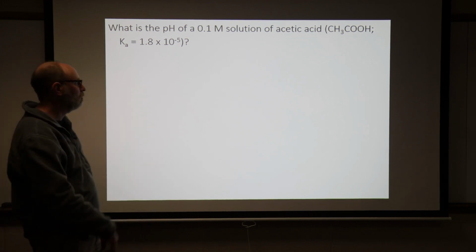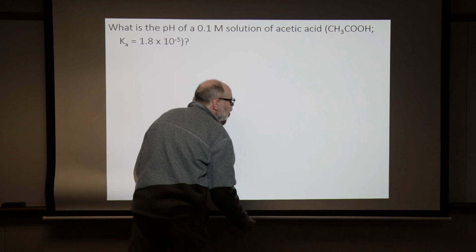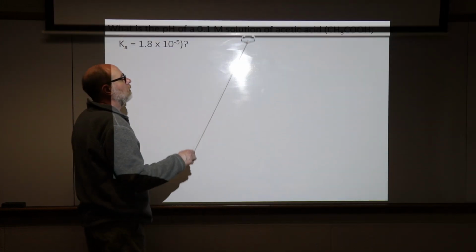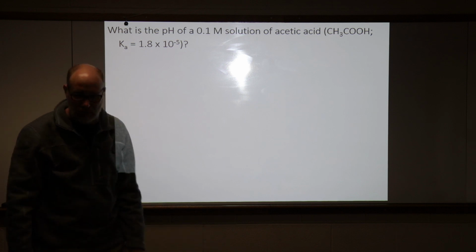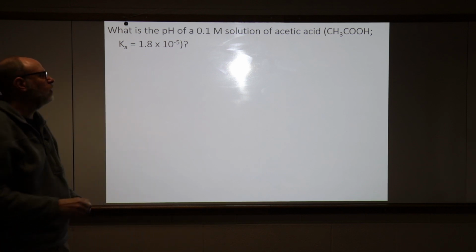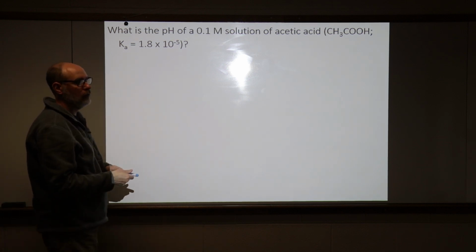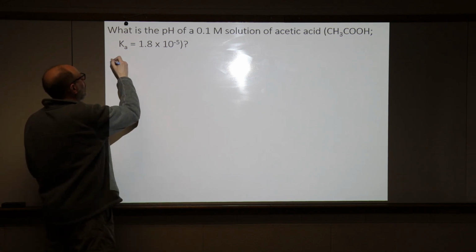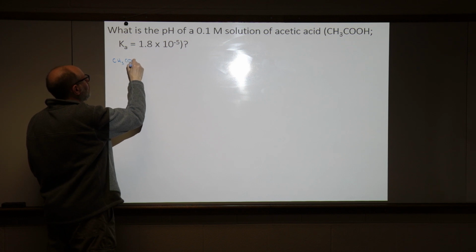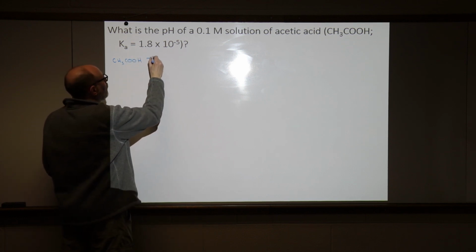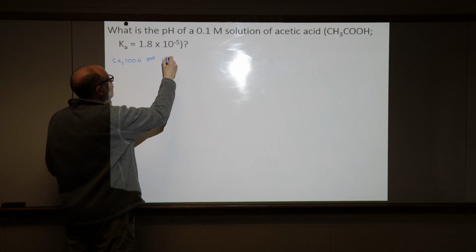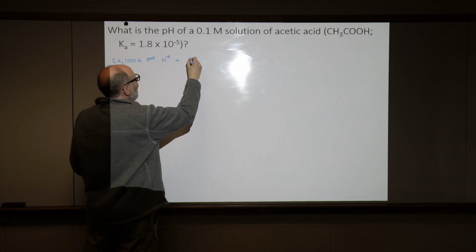But we're going to work this problem, and we're going to do it by following through those steps that we saw on that previous slide. Number 1 was we have to write the balanced chemical equation for this. So we have acetic acid. It's going to be in equilibrium with H plus and acetate.